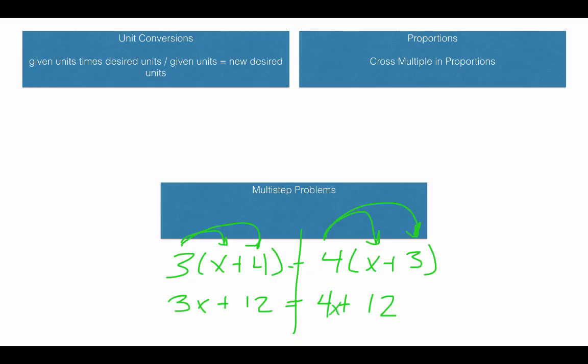12. Alright, so when we look at that, just take 3x away from both sides, right? And then take 12 away from both sides. And notice that I'm doing the same thing on each side of the equation here. Left with 0 equals x. And that would be your equation and how you solve it.